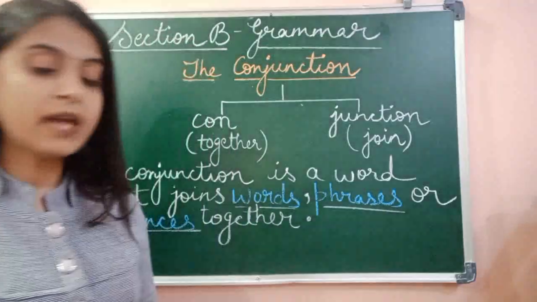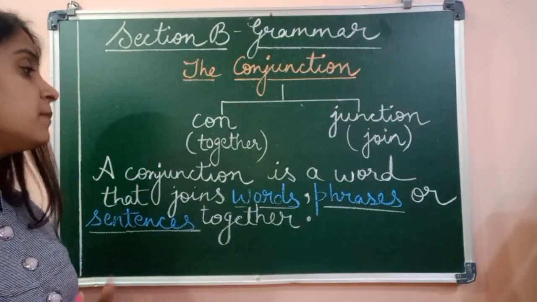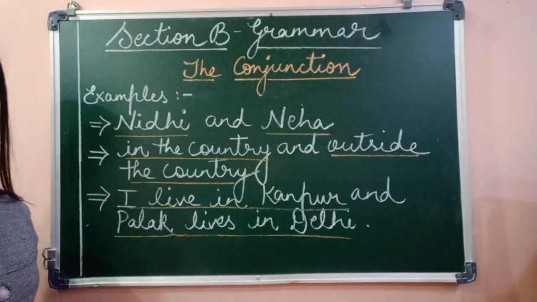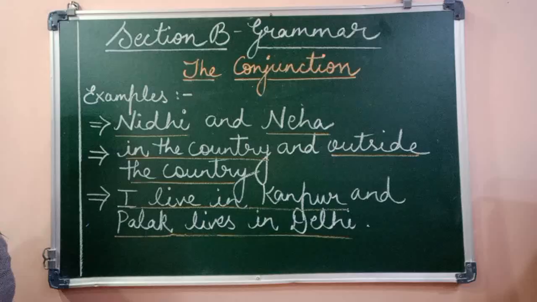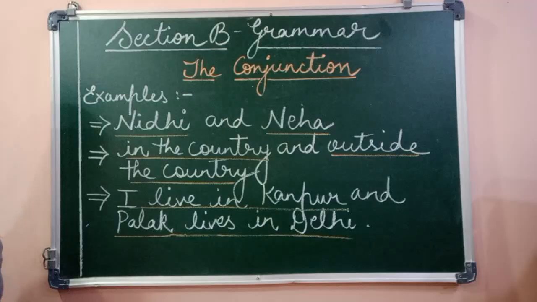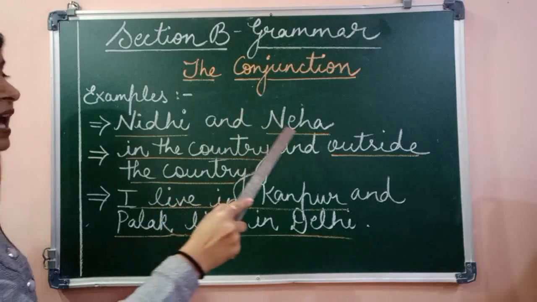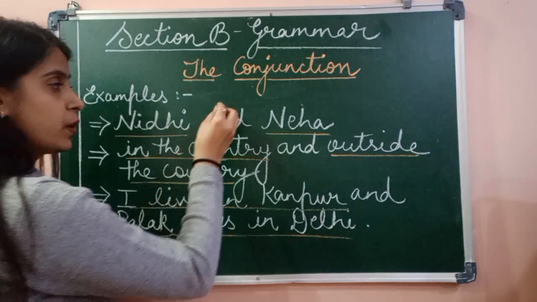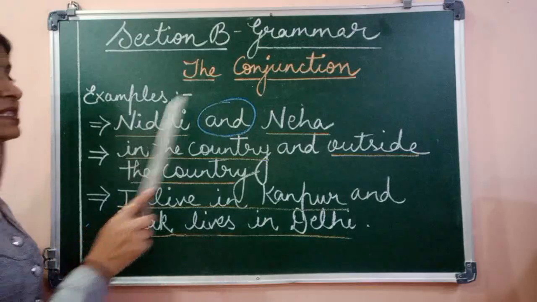Right? Let us look at a few examples to see how a conjunction joins words, phrases or sentences. So you can see here that there are a few examples given that show that conjunction joins words, phrases and sentences. The first example, Nidhi and Neha. So Nidhi and Neha are two words, right? And these two words are joined by using the conjunction and. So this is how conjunction joins two words.